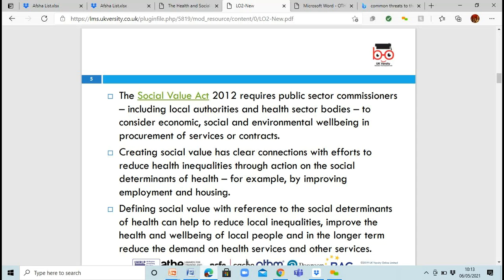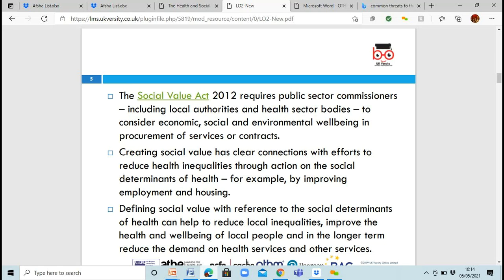So the Social Value Act of 2012 addresses a lot of social determinants of health, and it can help to reduce local inequalities. If you're getting good employment, you're able to earn a wage for yourself. You're able to afford to pay your rent or to purchase a house. It can have good effects on your health. You're in a warm, clean environment. You're able to put food on your table. So it really works as an all-rounder here.